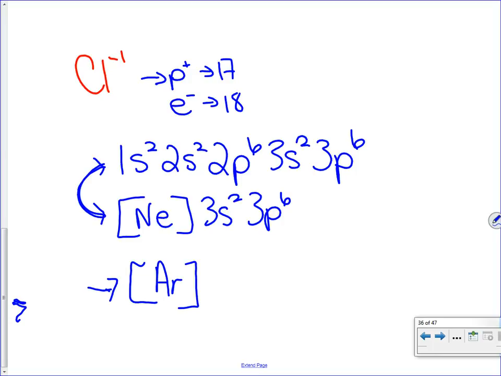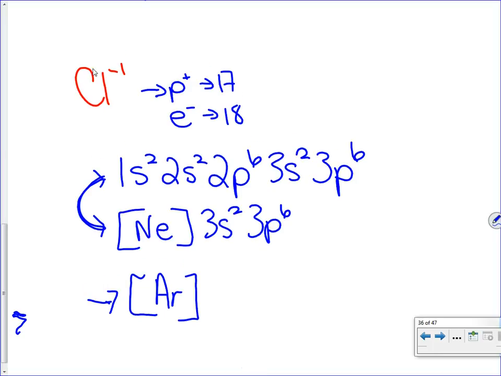Is this okay? Perfect. Are you guys okay with the difference between orbital notation and electron configuration? Is everyone okay with shortcut methods? Okay? As well as representing ions versus representing atoms.